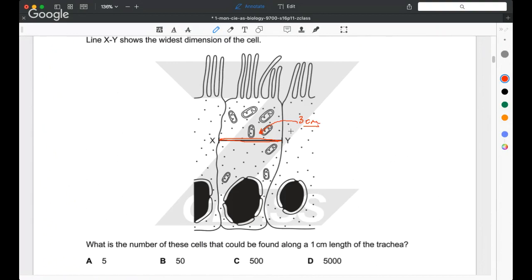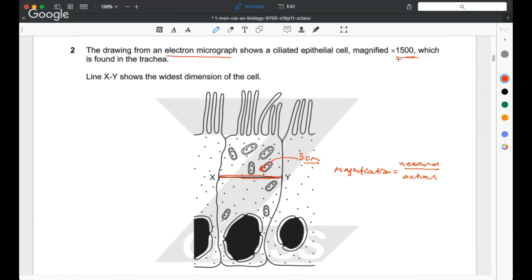And so you have to work with the magnification is equal to the measured size over the actual size. Now, we're told up here, aren't we, that we've got a magnification that's times 1,500, and the measured size we just had at 3 centimeters.